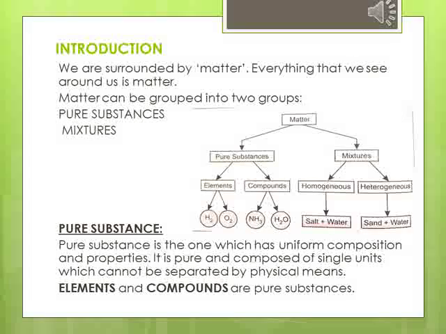Now this matter can be grouped into two groups: pure substances and mixtures. So first, pure substance. Pure substance is one which has uniform composition and properties. It is pure and composed of single units and cannot be separated by physical means. Like oxygen that we breathe in is a pure substance because it is made up of only oxygen atoms. Water that we drink is a pure substance because if you look at water, it is made up of only water molecules, that is hydrogen and oxygen, which makes up H2O.